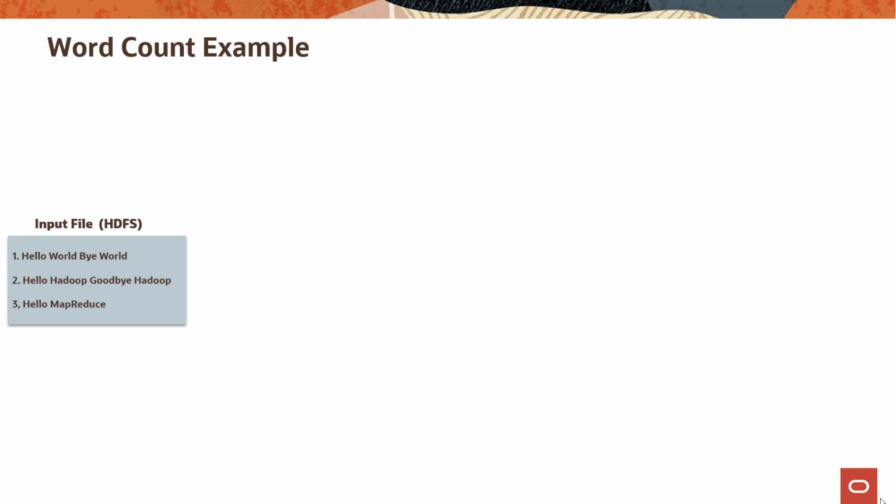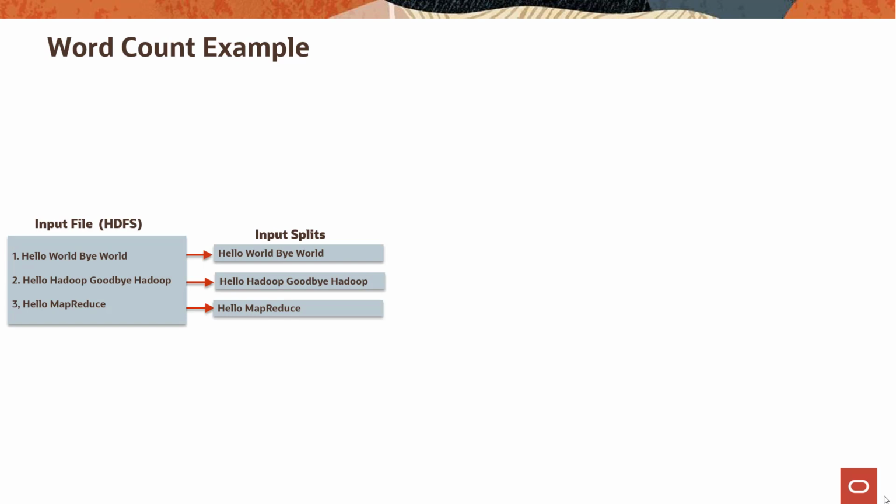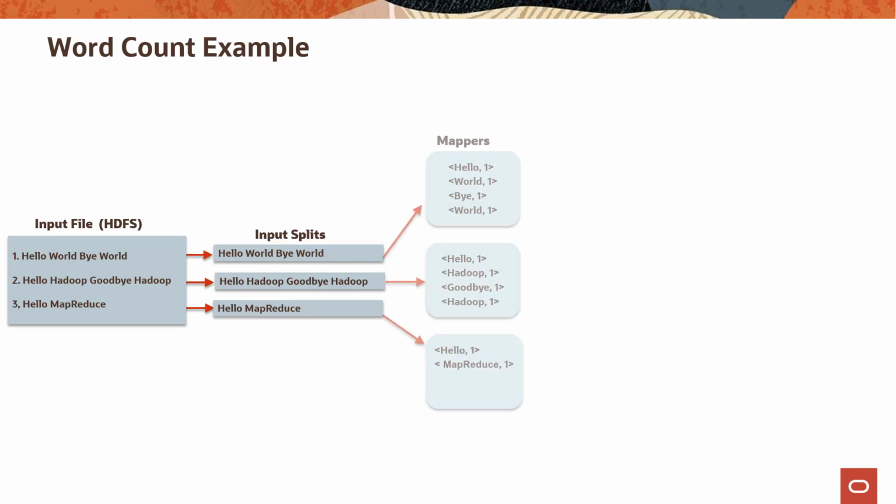Let's go over a simple MapReduce word count example. The MapReduce process is started. The input text file is divided into key-value pairs with several records in each input split. For example, the first input split contains the words hello, world, bye, and world. Hadoop creates one map task or mapper for each input split.